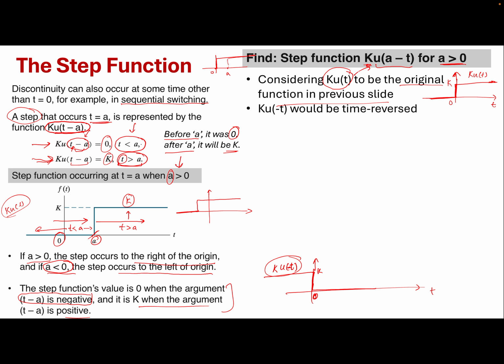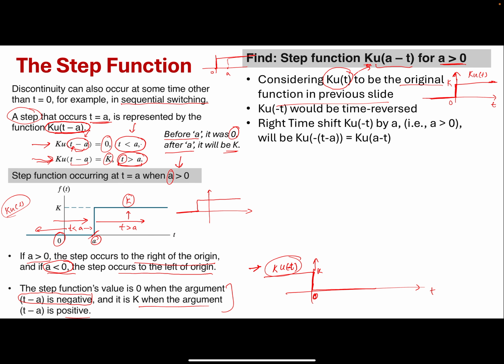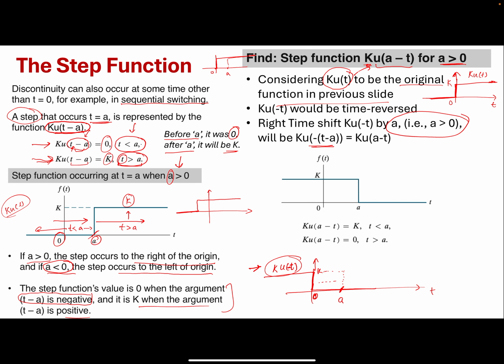Now you can time shift this K u of minus t function as well, by a. For values of a greater than 0, you can time shift by a. If you time shift this function, the step is going to move to some point a, right? And this is the function that you're going to get, practically, which is modeled over here. So again, for the values of t less than a, the value comes out to be equal to K. For t greater than a, the value comes out to be 0.